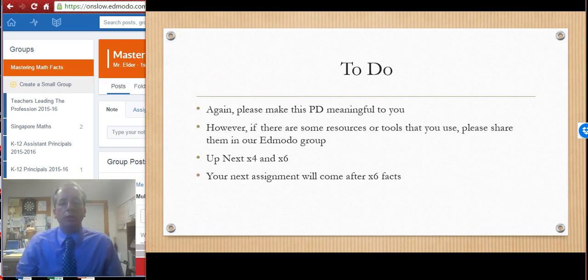So just as we've done with each of the PDs, we have kind of a closing to do. We want this to be meaningful for you. We know it's hard in a semester, or in a couple weeks, not even a semester, to think about, well, how would I jump into applying this? Well, you don't necessarily have to. We would like you to think about how you would use it in the future, and especially if there are tools or resources that you are using, especially for your 3s facts right now. If you'll attach them to the post, that will be very helpful.